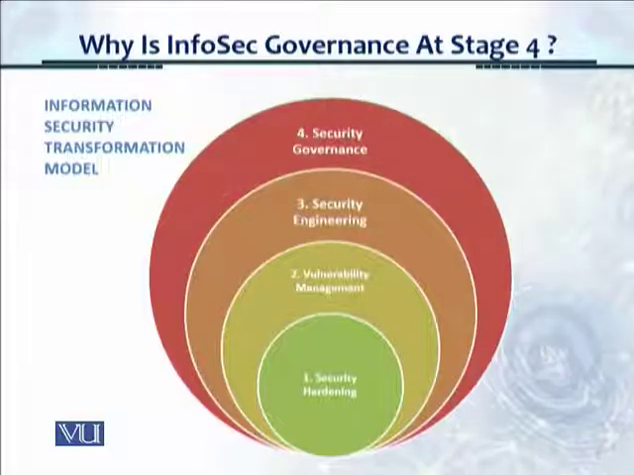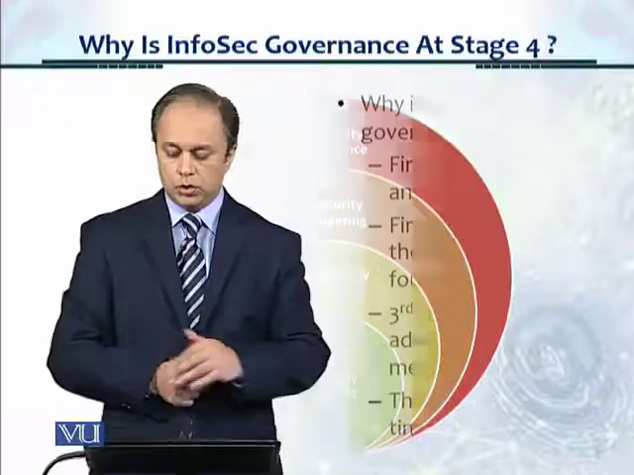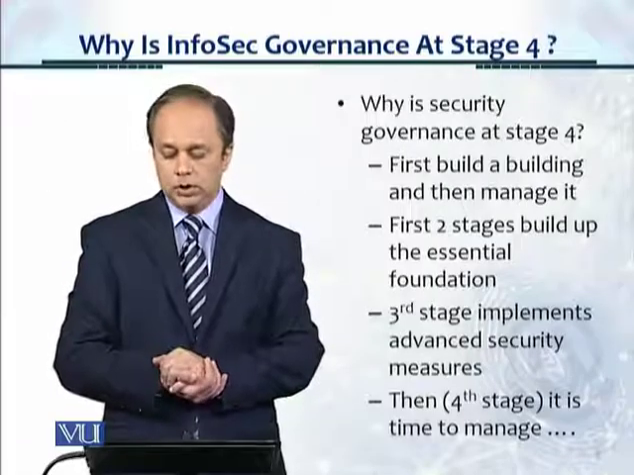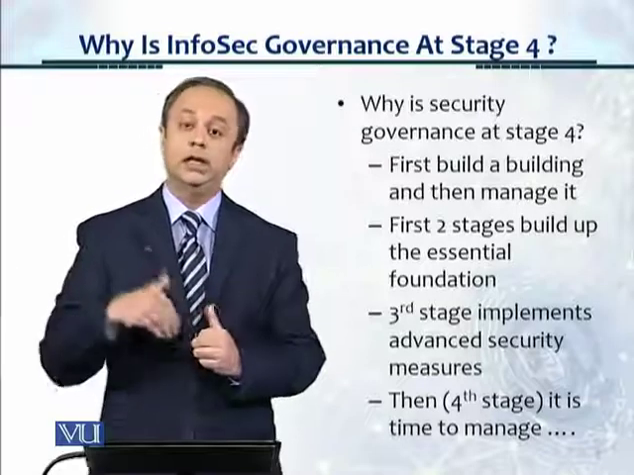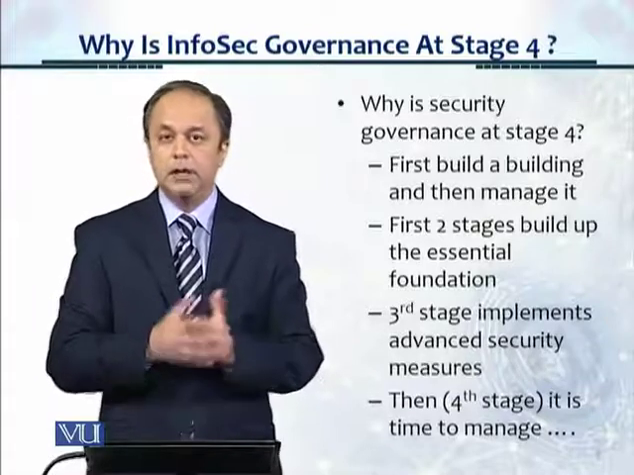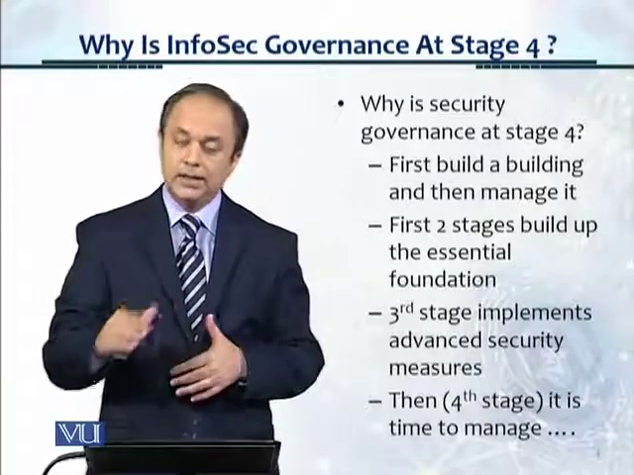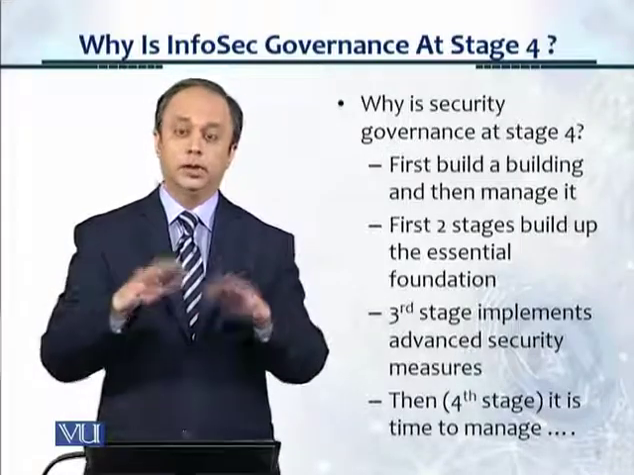So this is a graphic of the information security transformation model. Security hardening is at stage 1, vulnerability management is at stage 2, security engineering is at stage 3, and security governance is the last stage at stage 4. So again, coming back to our original question, why are we addressing managing the function in the last stage? So the answer to that question is, first you build a building and then you start managing the building. We can't start managing the building before we start building the building.